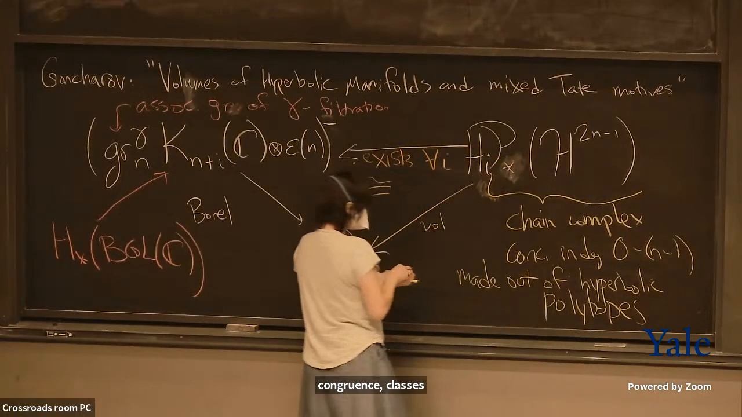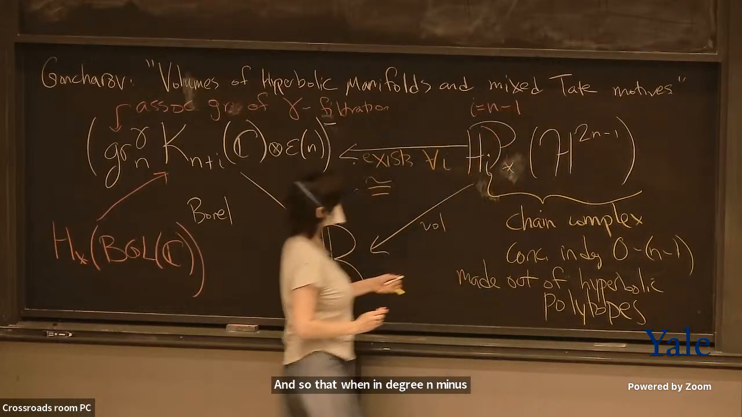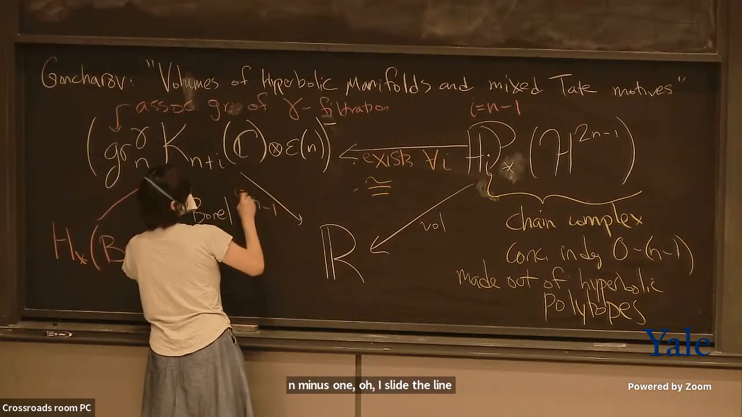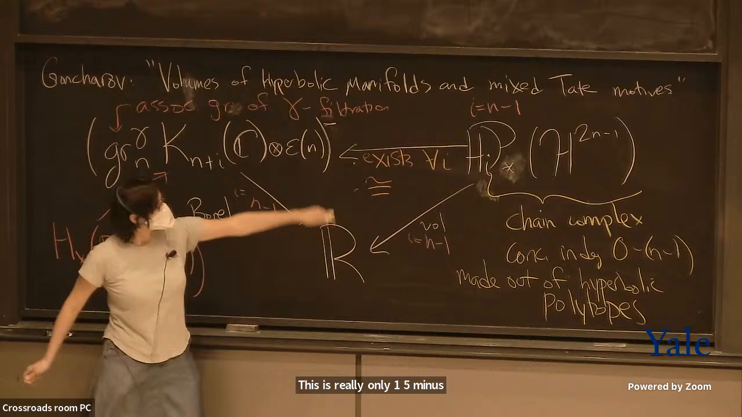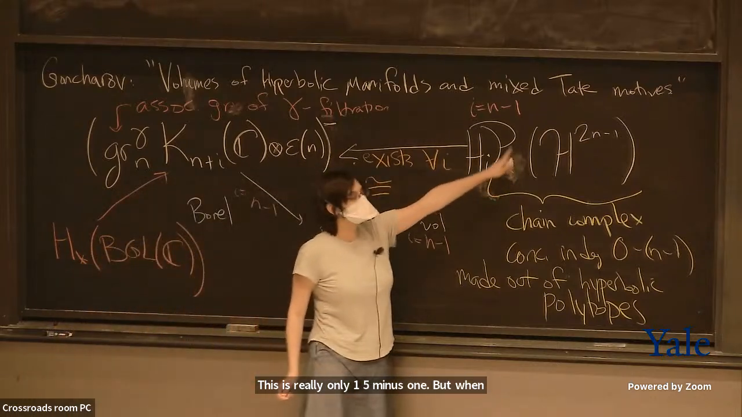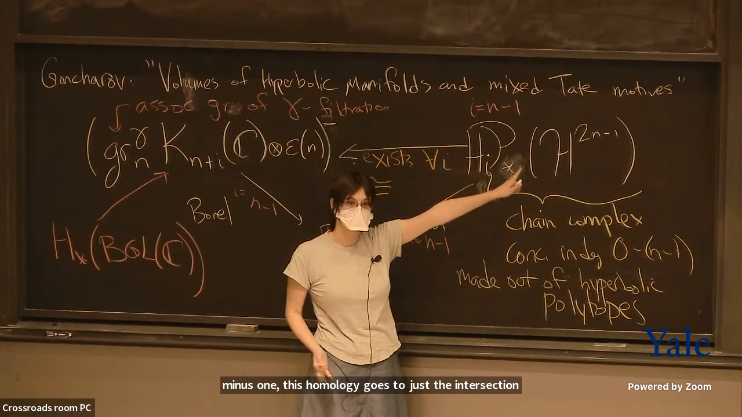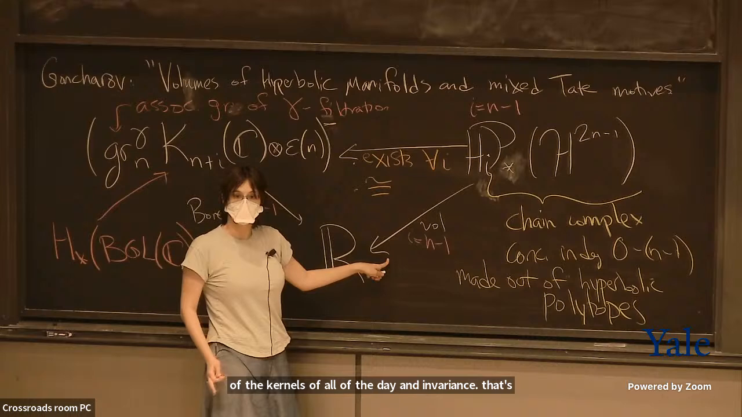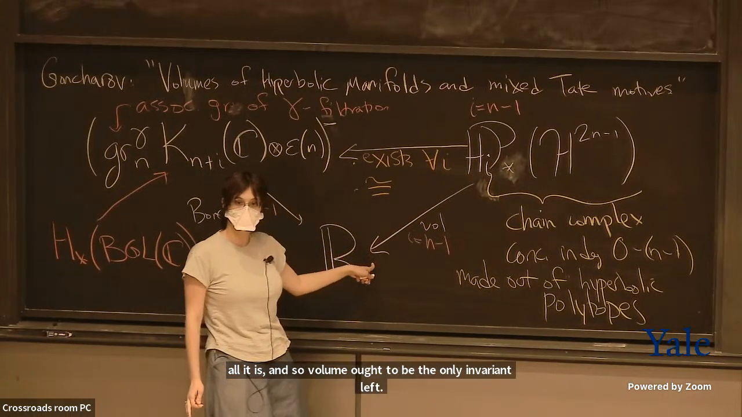When in degree n minus one, so when i equals n minus one, well, I slightly lied. This bit is really only when i equals n minus one. But when i equals n minus one, this homology group is just the intersection of the kernels of all of the Dehn invariants. That's all it is. And so volume ought to be the only invariant left. So when i is n minus one, this map should be injective, which is what we want to show.